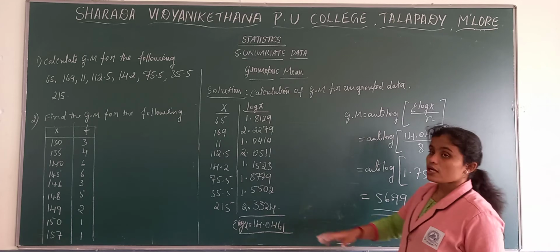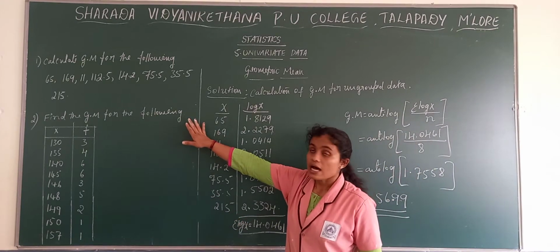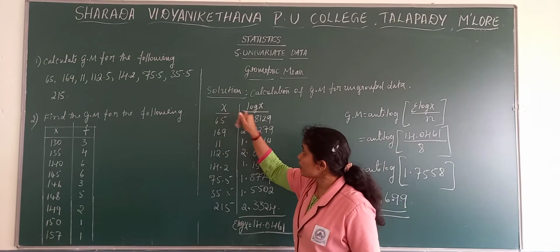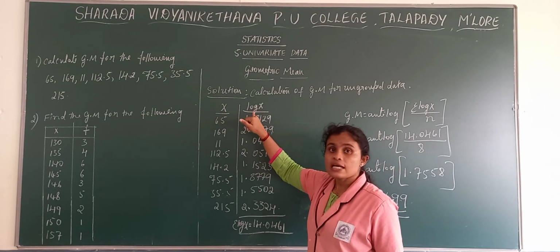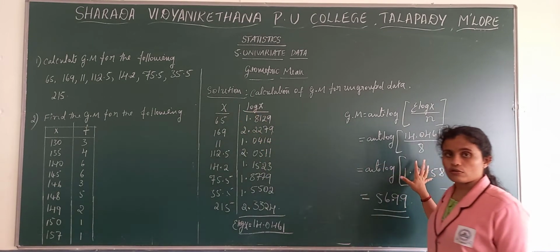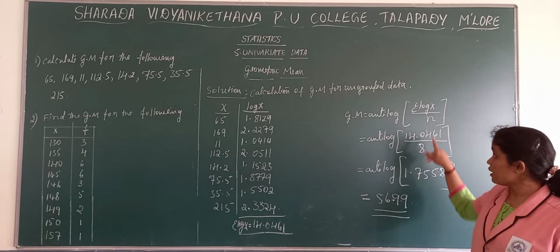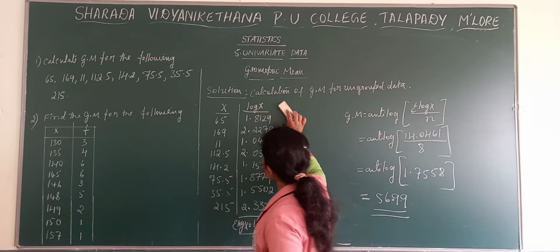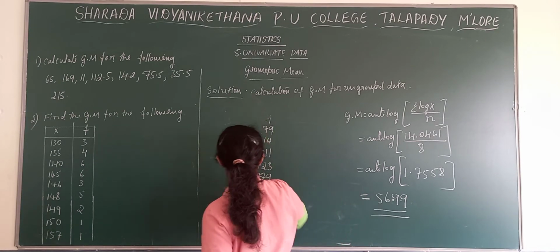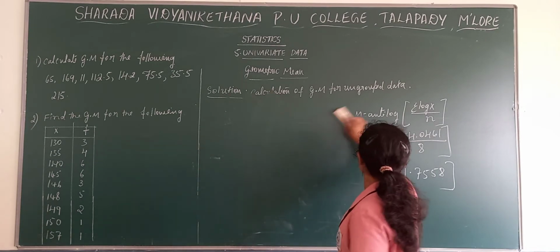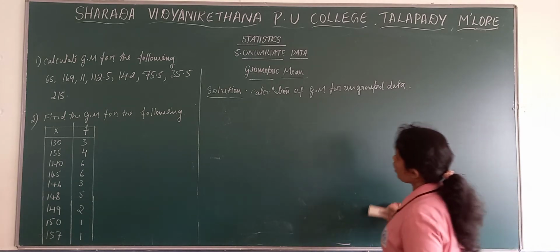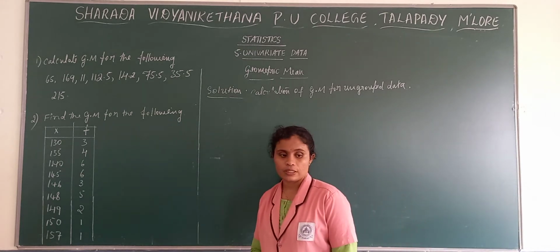This is about ungrouped data. Ungrouped data, log of x. The x series will be there, directly log of x. Then find the antilog at the end, of sigma log x. Now we'll see the grouped data. Here we have discrete data. How to solve the geometric mean? How to find out the geometric mean?